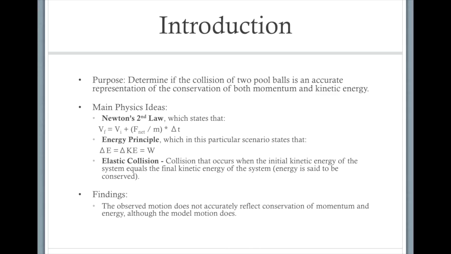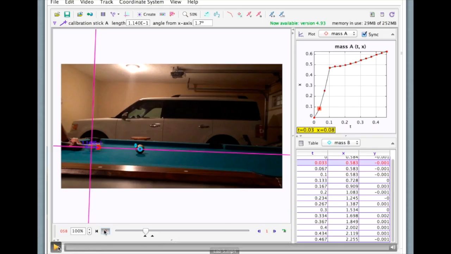Third, we have the elastic collision, which occurs when the initial kinetic energy of the system is equal to the final kinetic energy of the system. In this way, we say that energy is conserved. I found that the observed motion does not accurately reflect the conservation of momentum and energy, although the model motion does. Here's the observed tracker motion.